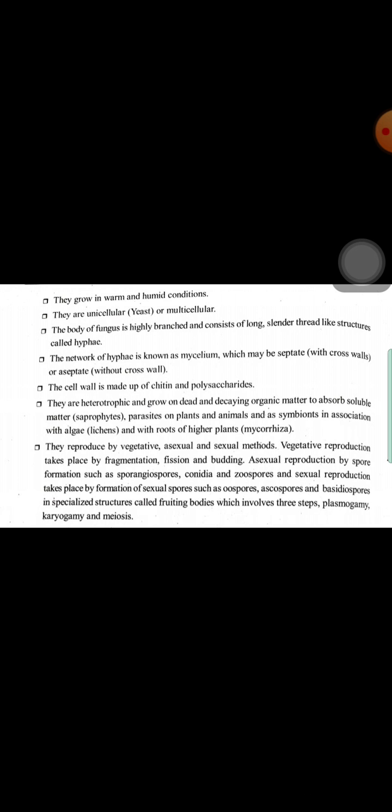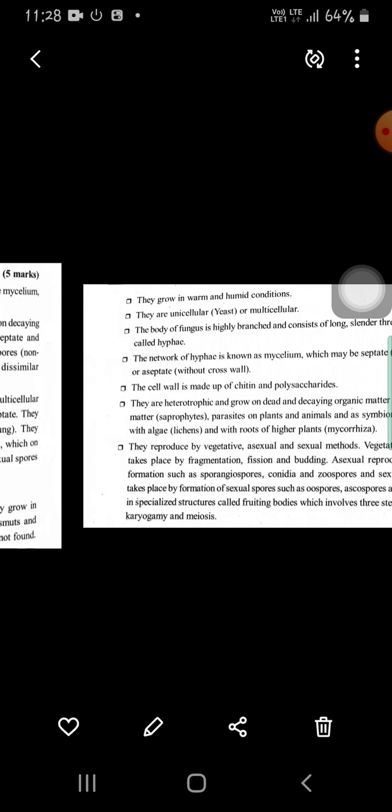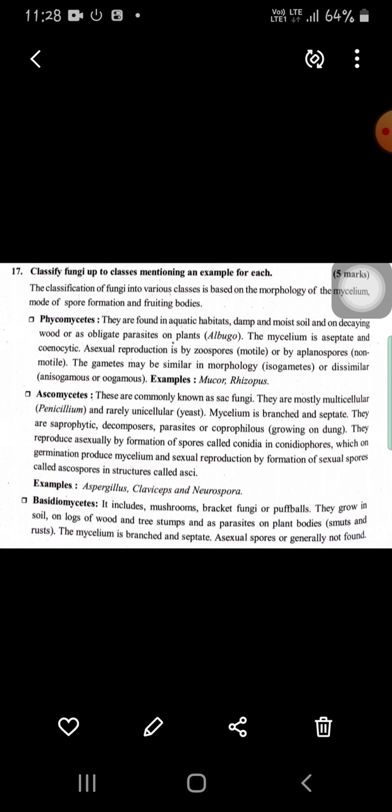So write only 10 points for 5 marks. Remember 11 or 12 points, so that if you forget 1 or 2 points, it will still be fine. If you remember 10 points, you will get 5 marks. So next is classification of fungi.